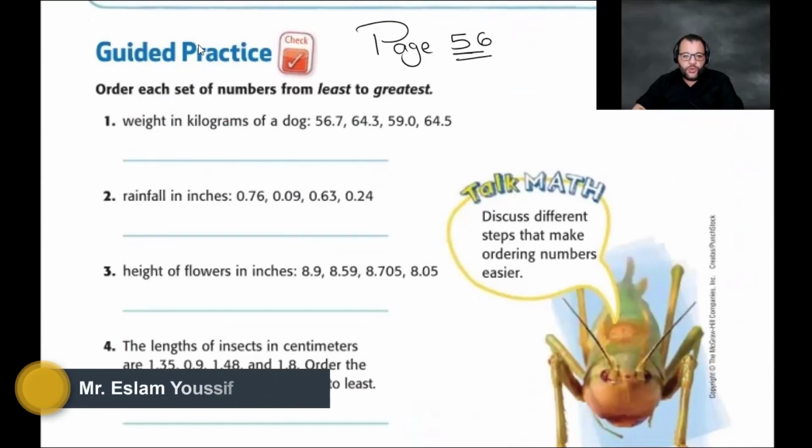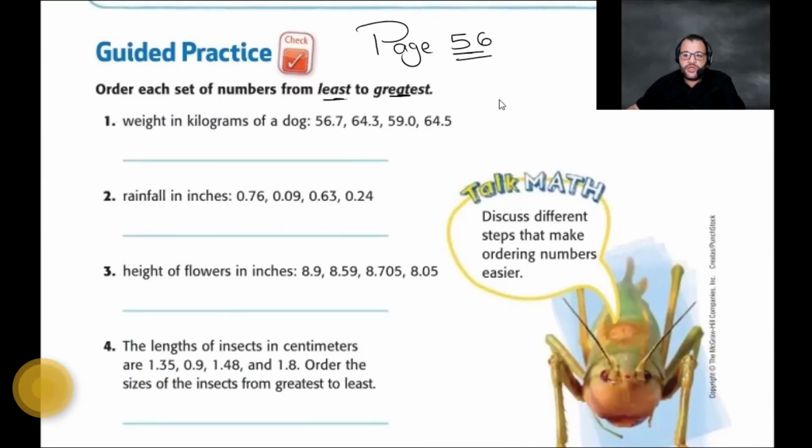So question number 1, who can solve it with me? Question number 1, we need to order each of the following numbers from least to the greatest. Malik. The first is 56.7. After that, 64.3, 59.0, 64.5. We need to arrange from the smallest to the greatest.